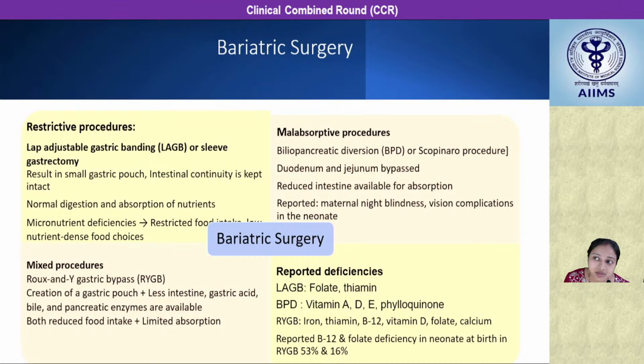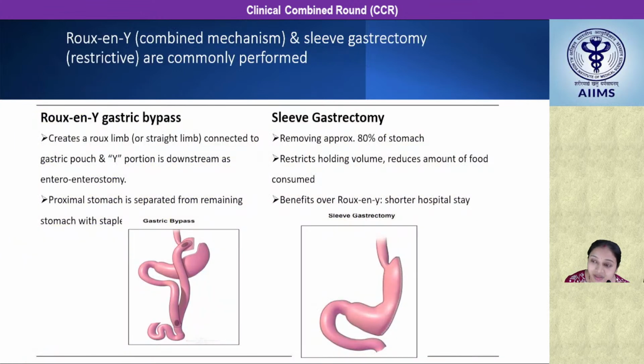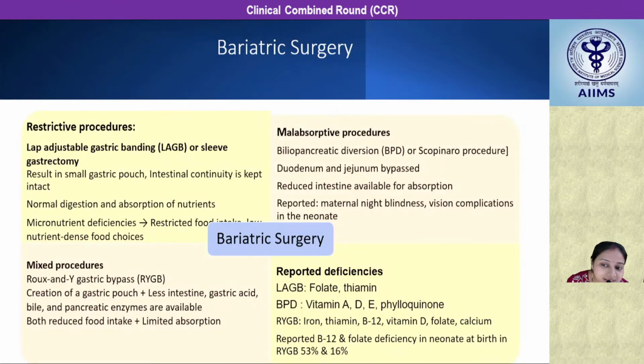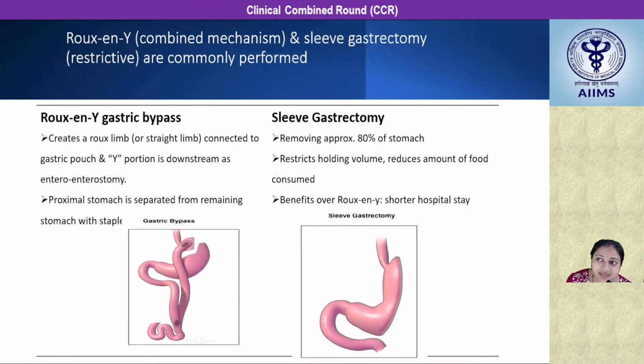In malabsorptive procedures, the duodenum and jejunum are bypassed, leading to malabsorption, and in mixed procedures, we have Roux-en-Y gastric bypass, in which we create a straight limb connected to the gastric pouch, and the Y portion is downstream as enterostomy. This leads to both reduced food intake and limited absorption. And in sleeve gastrectomy, 80% of the stomach is removed, which restricts the holding volume and reduces the amount of food consumed.